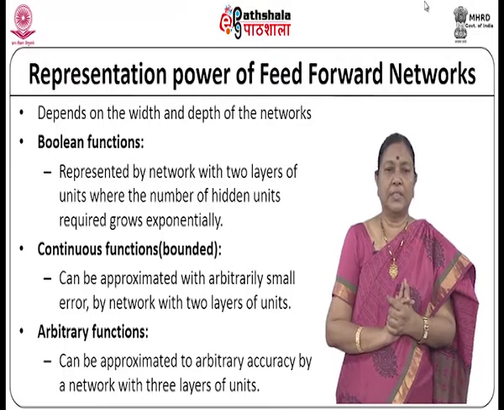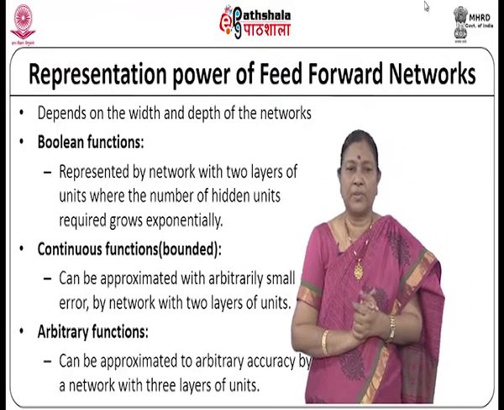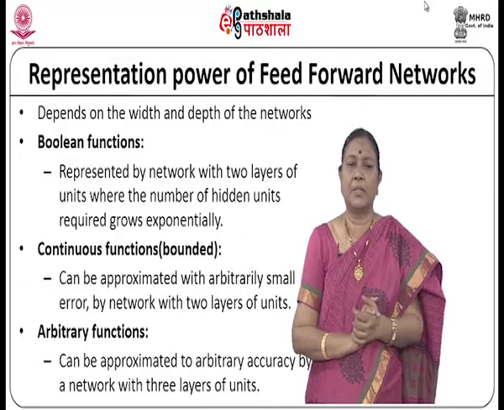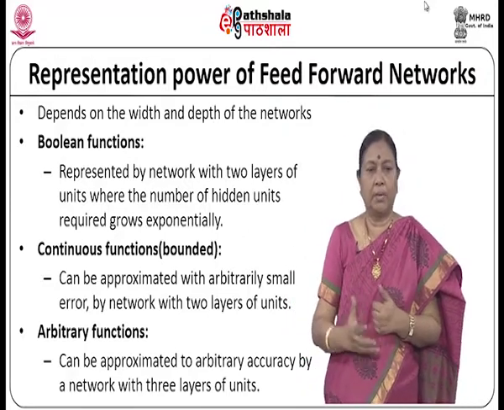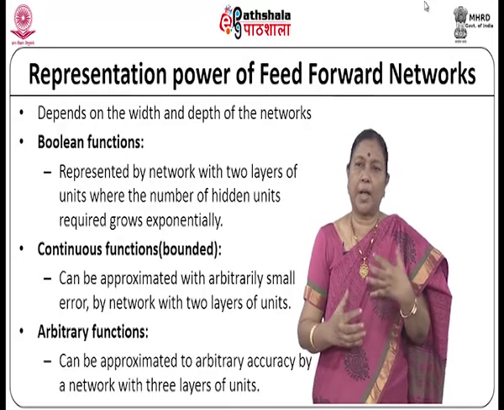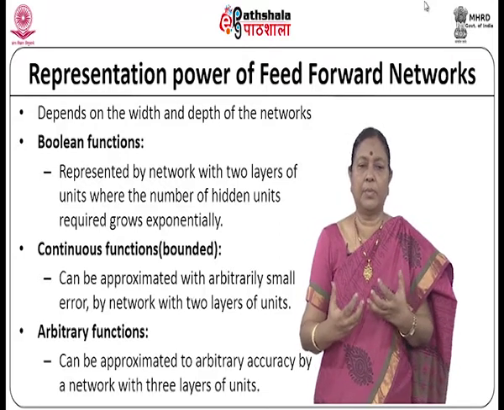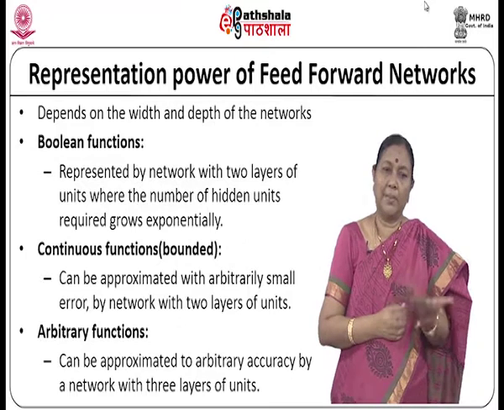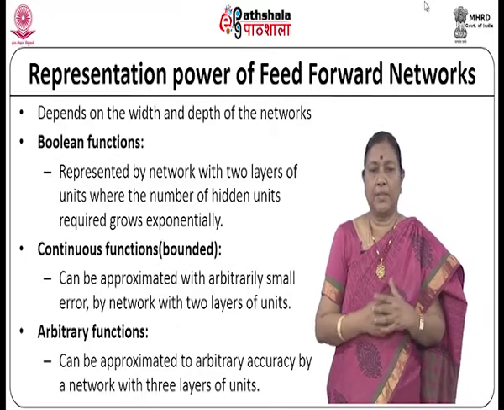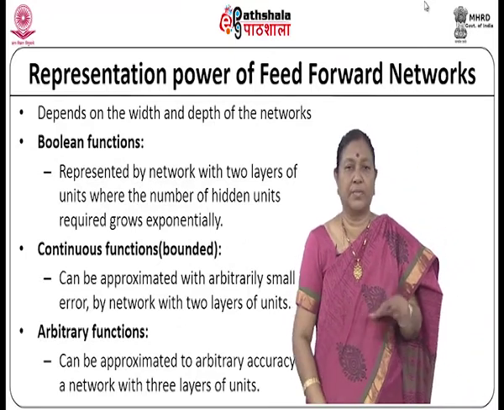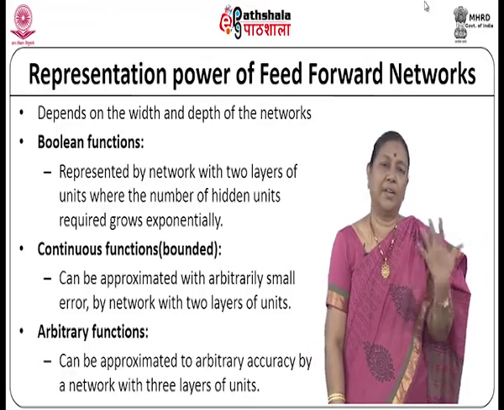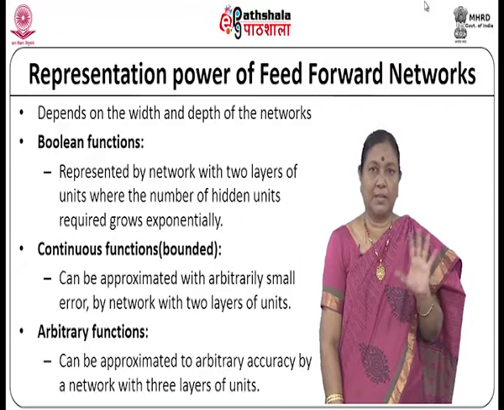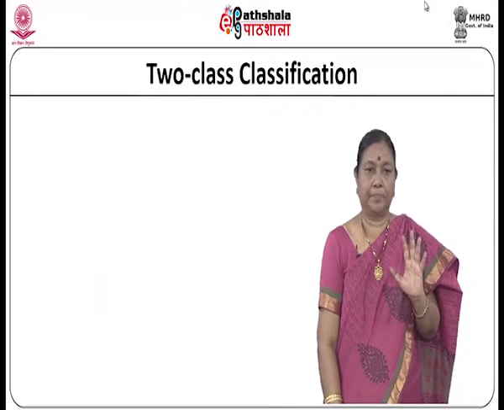Boolean functions can be represented by a network with 2 layers of units, where the number of hidden units grows exponentially, because you are using only Boolean functions. A bounded continuous function can be approximated with arbitrarily small error by a network with 2 layers of units. An arbitrary function can be approximated to arbitrary accuracy by a network of 3 layers of units. So, this is the representation power of feed forward networks. If you use Boolean, you need a large number of units to get the model correctly.